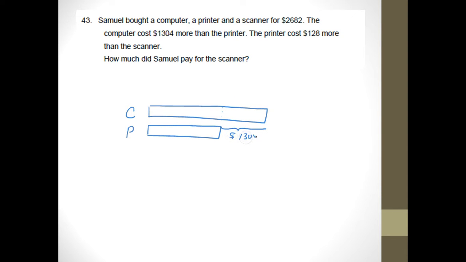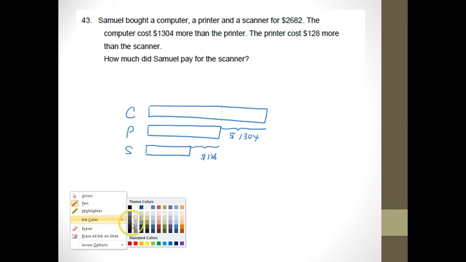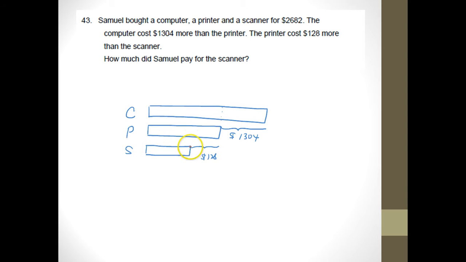This is $1,304 more. The printer costs more than the scanner, so the scanner is less than the printer, which is $128 less. So if I look at this, I draw a line here. This is my 1 unit, this is my 1 unit plus my 128. This is my 1 unit, this is 128, which is similar. This is 1,304.